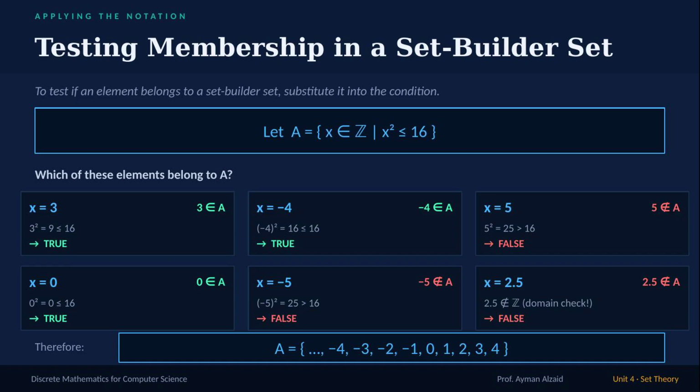X equals negative 5. Is negative 5 an integer? Yes. Is negative 5 squared at most 16? 25 is greater than 16, false. So negative 5 is not an element of A. X equals 2.5. Is 2.5 an integer? No. Domain check fails immediately. So 2.5 is not an element of A. The full set in roster form: A equals the set of all integers from negative 4 to 4.